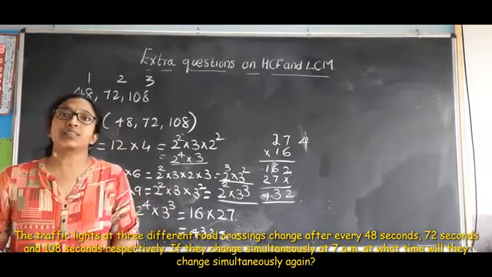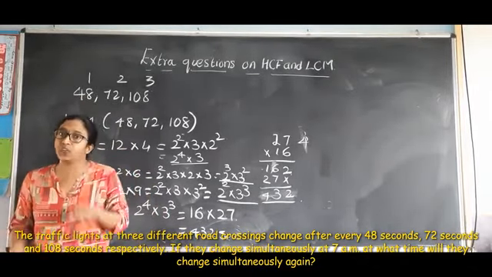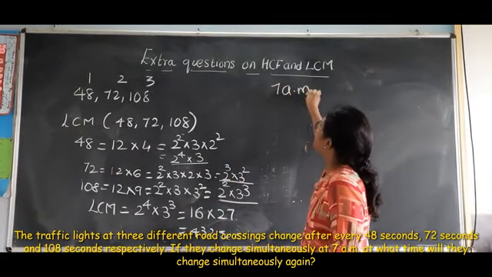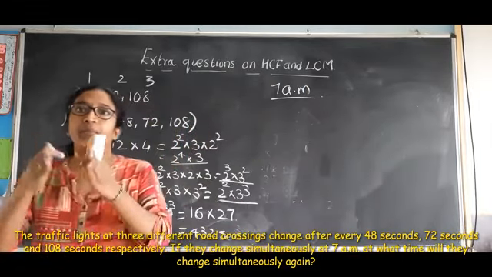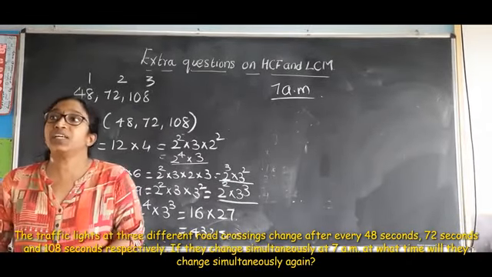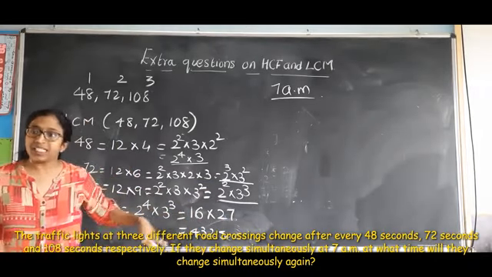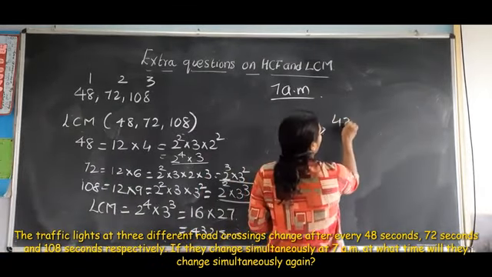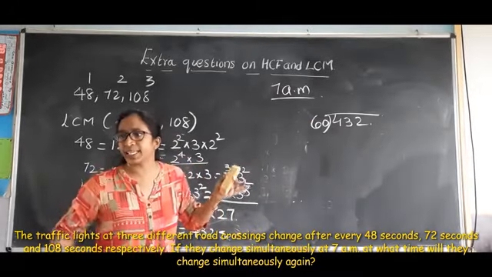Now, if they ask you after how many seconds they will meet, our answer is finished. But now they have given specifically that at 7 a.m. all three traffic signals have met. But after how many seconds? They are asking specifically the time. So to find the time, here 432 is given in seconds. Let's divide by 60 and be specific about when they will meet, making minutes and seconds.